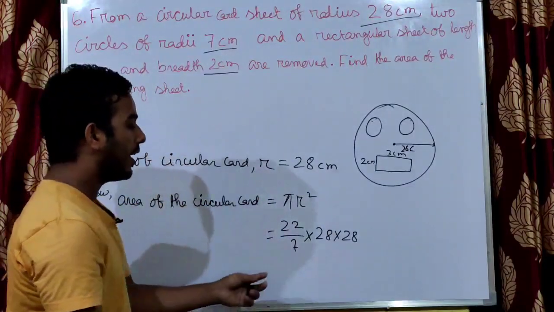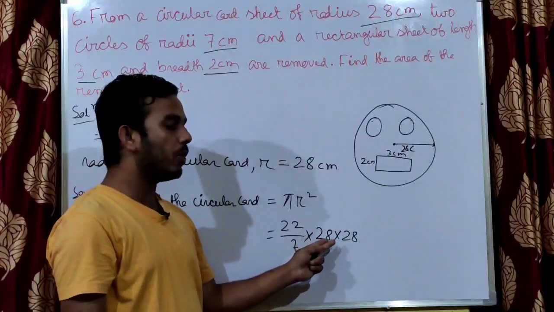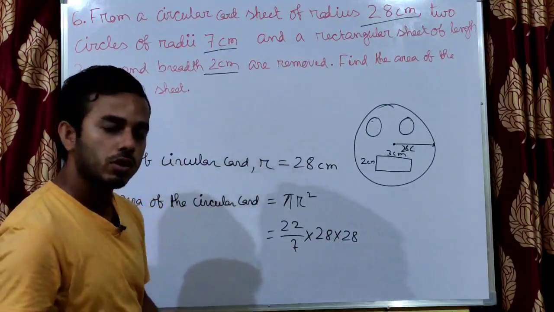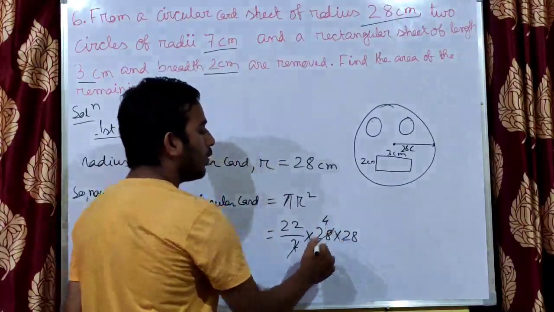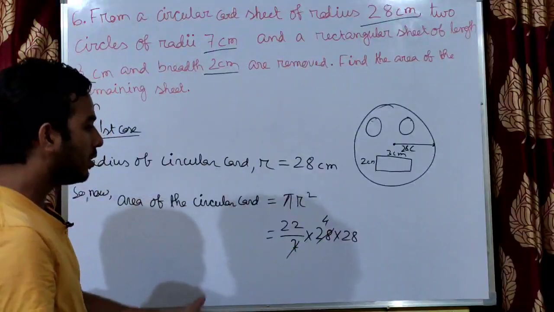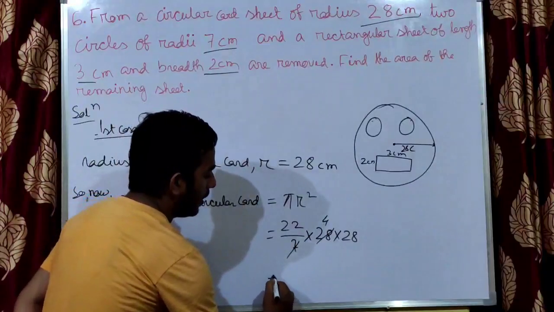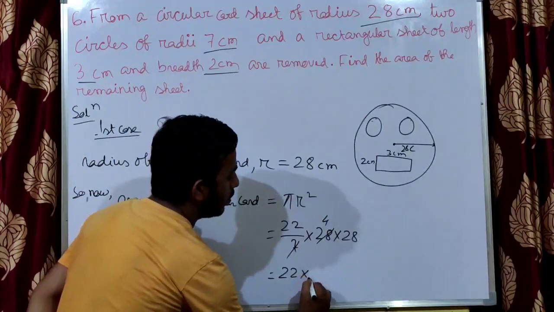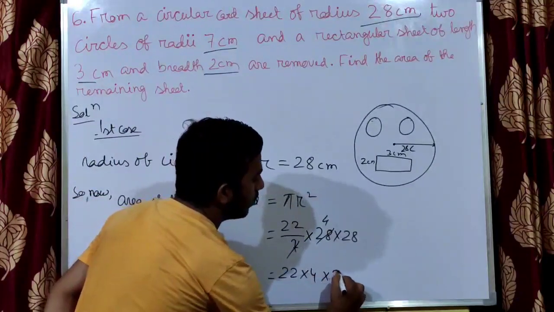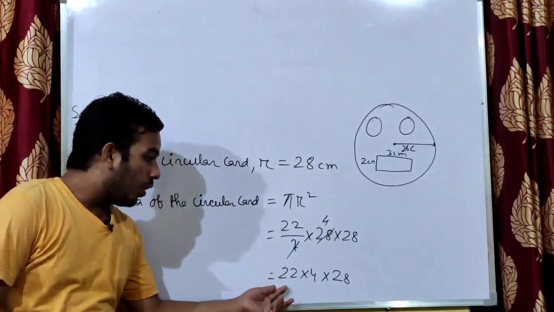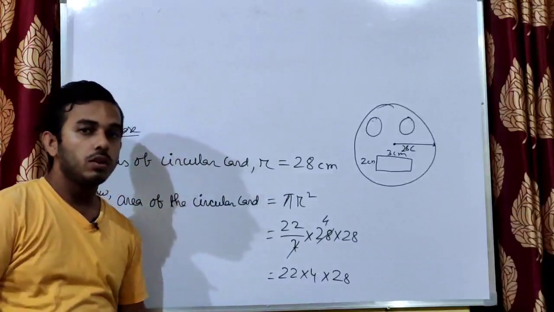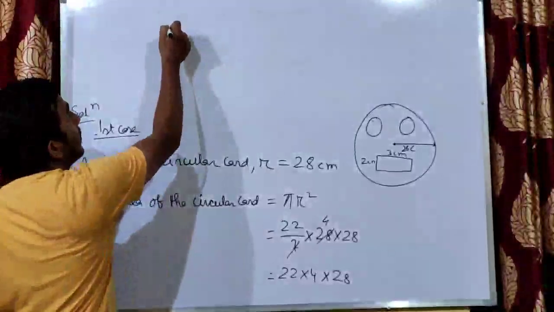So 22/7 into 28 into 28. Now look here, this is the denominator and this is the numerator. The numerator and denominator get cancelled. So 7 into 4 is 28. So what is left? It is 22 into 4 into 28, right? So now if we multiply 22 with 4, it will be what? It will be 88.